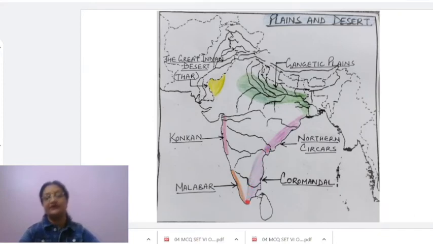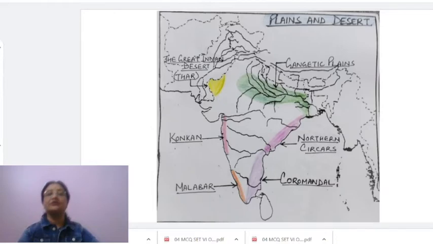The southern part of it starts from here until the southernmost tip of the mainland of India, again Kanyakumari, right? So this is the southern part, and it is called the Coromandel coast. So this is the Coromandel coastal plain, and the northern part of it is called the Northern Sarkars. Clear? This is all about the plains and deserts of India, right?